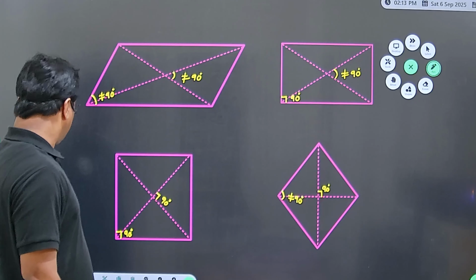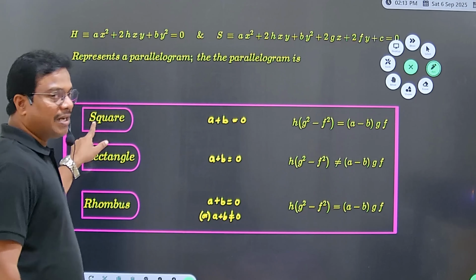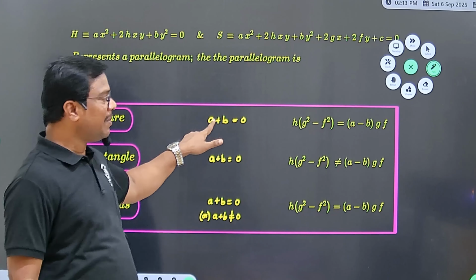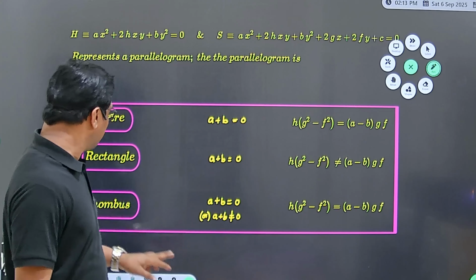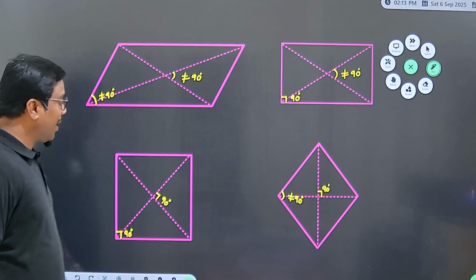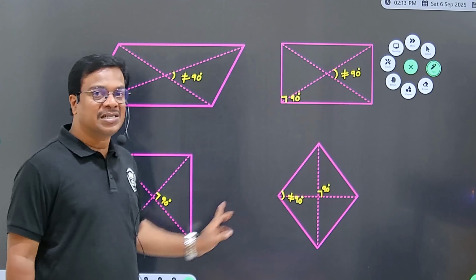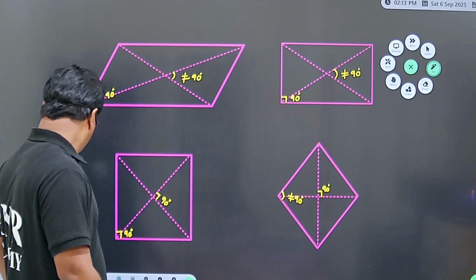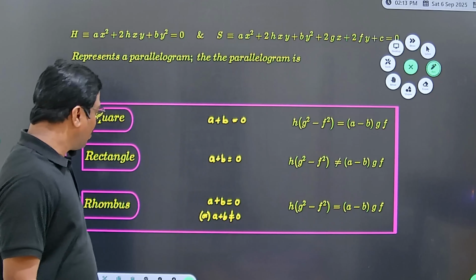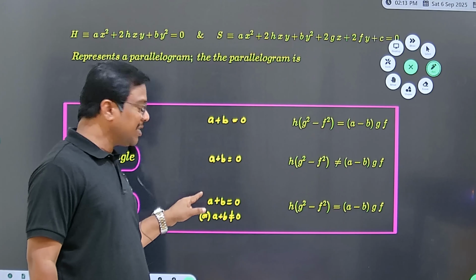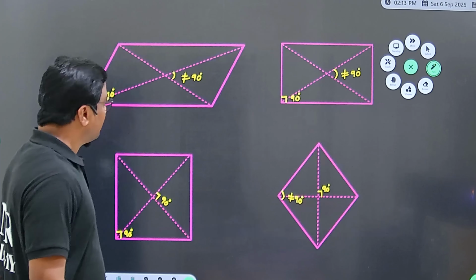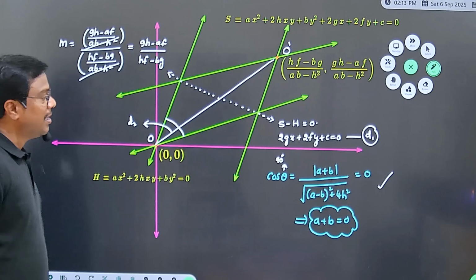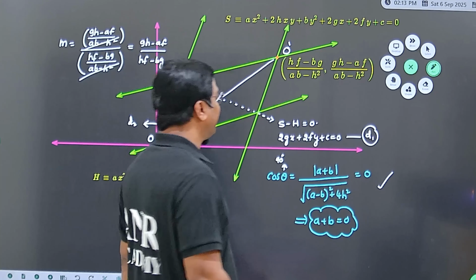Let us observe in all the cases. Square, adjacents always perpendicular, so a plus b equals 0. Rectangle, also adjacents perpendicular, a plus b equals 0. Rhombus, adjacents may or may not be perpendicular. So here two conditions are there, whether a plus b equals 0 or a plus b is non-zero. Let us move to another condition, that is the angle between diagonals.